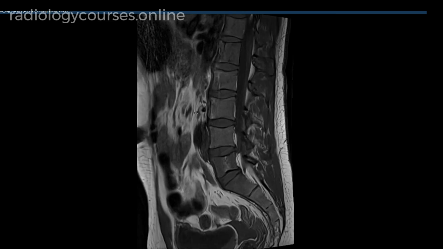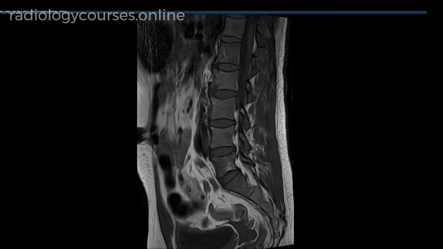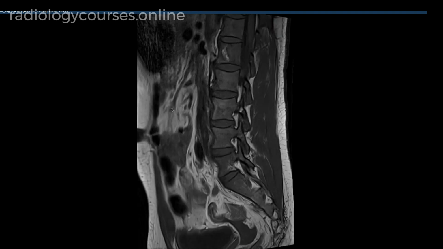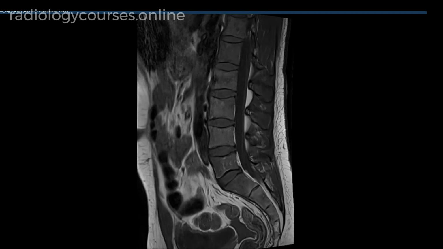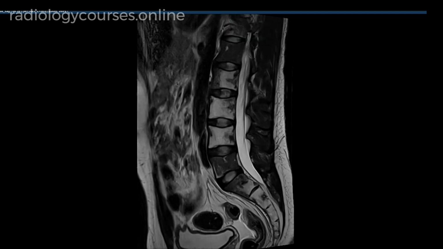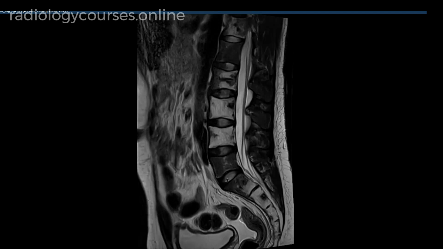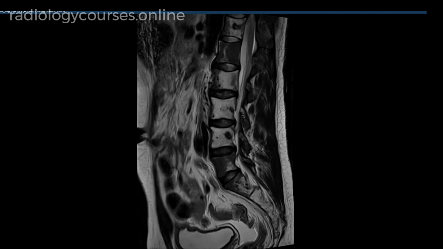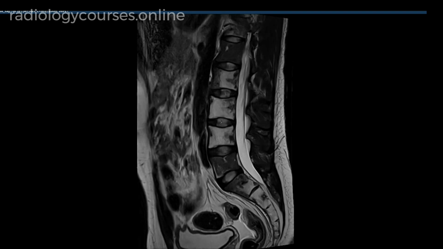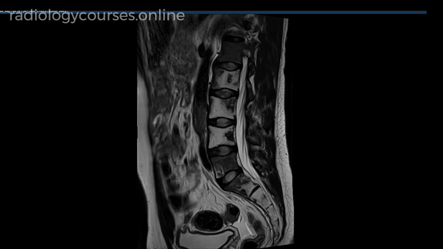So what we see on sagittal T1 sequence is diffuse low signal intensity of the bone marrow, which is in keeping with known sickle cell disease. On the sagittal T2, we see these patchy areas of low signal intensity in multiple vertebral bodies, especially the ones which are well defined and smaller in a few vertebral bodies, are quite typical for osteonecrosis or bone infarcts.